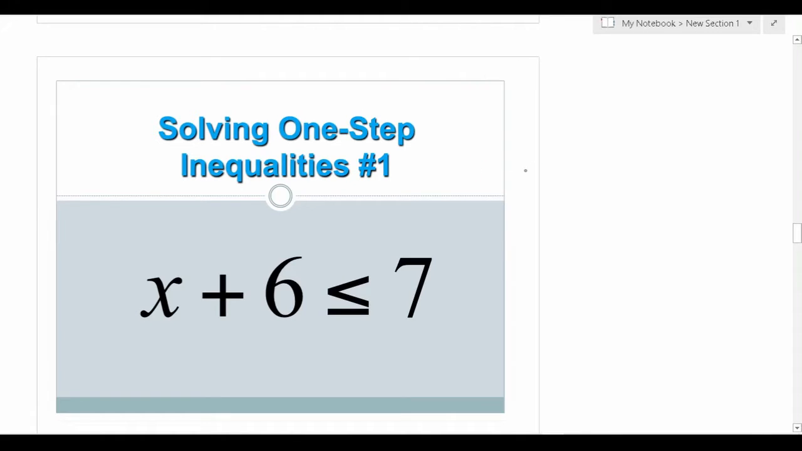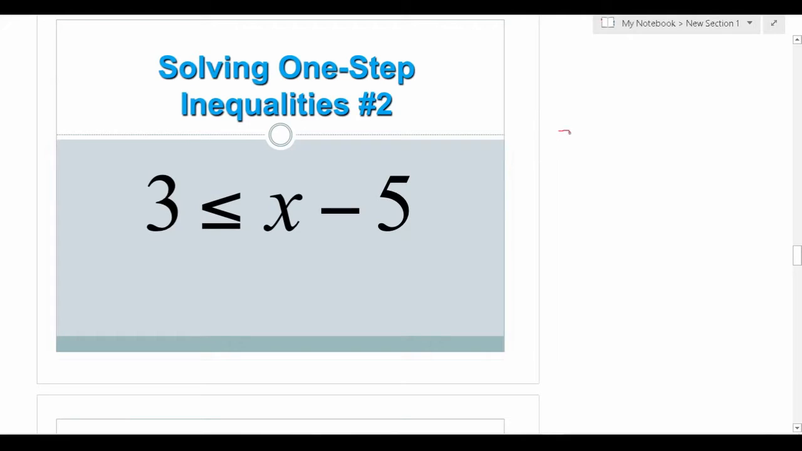So the first one says x plus 6 is less than or equal to 7. Again, we're trying to solve for x, so as we would while working out an equation, we're going to try to get x by itself by subtracting 6 from both sides. This crosses out, leaving us with x is less than or equal to 7 minus 6, which is just 1. Again, you only flip the inequality sign when you multiply or divide across the inequality by a negative. In this case, we subtract it across the inequality, which is fine. Okay, so this one is x is less than or equal to 1.